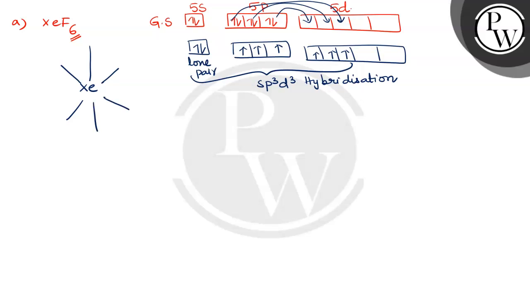If this is 6 bonds, no lone pairs, it is perfectly octahedral. But one position is occupied by this lone pair. And these XeF bonds are 6 here. Now what is the shape? Its shape is distorted octahedral. Because of the presence of the lone pair, it is a distorted octahedral shape.